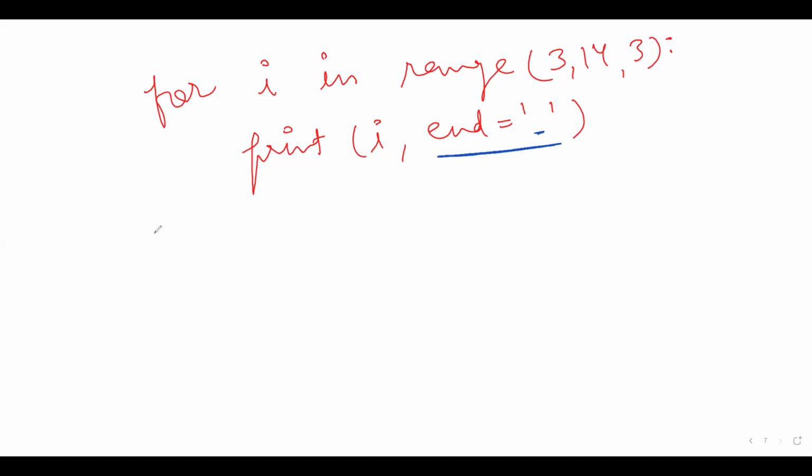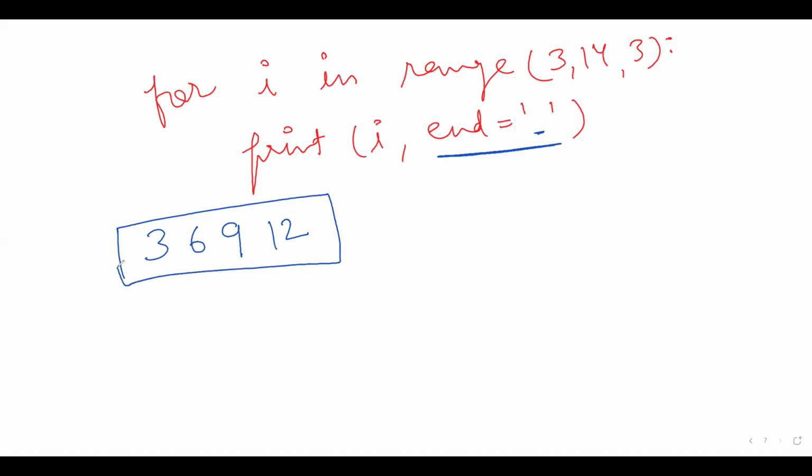So now it will start with 3. The step value is 3. So 3 plus 3 is 6. 6 plus 3, 9. 9 plus 3, 12. 12 plus 3, 15, which is beyond the stop value. So we'll stop at 12. So the output of this code will be 3, 6, 9, 12.